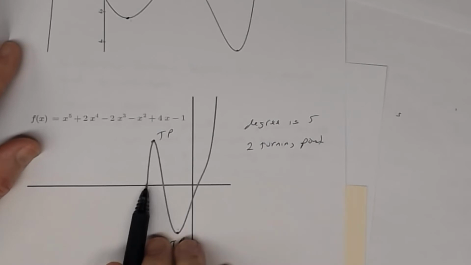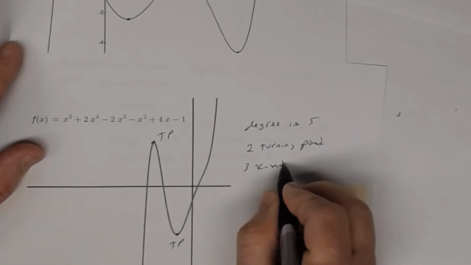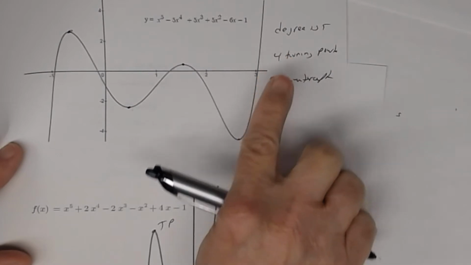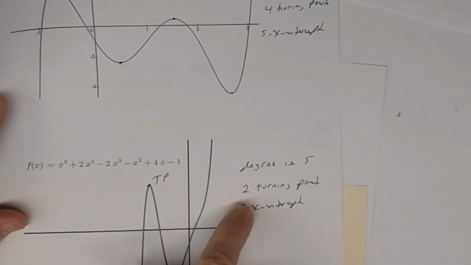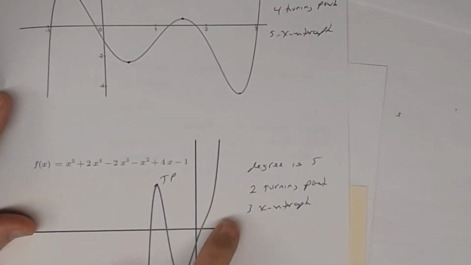And then the x-intercepts, there were 1, 2, 3. 3 x-intercepts. All right, now, there's a relationship between the degree. So notice the degree here is 5. The number of turning points was 4 for this one, 2 for that one. The number of x-intercepts was 5 for this one, and 3 for this one.